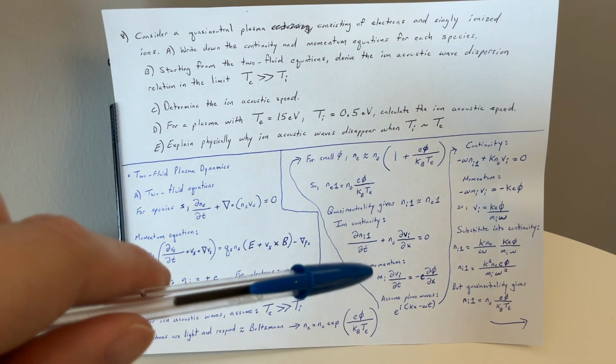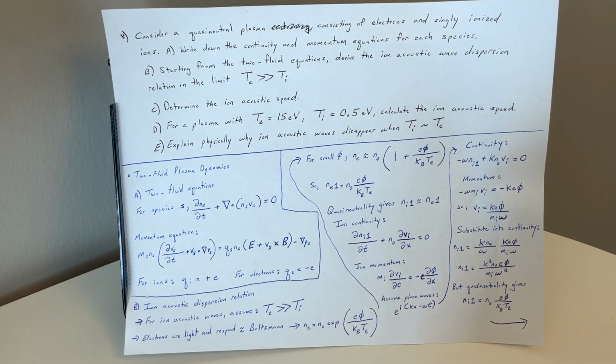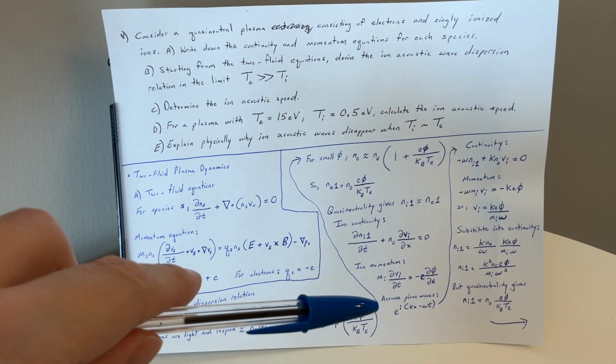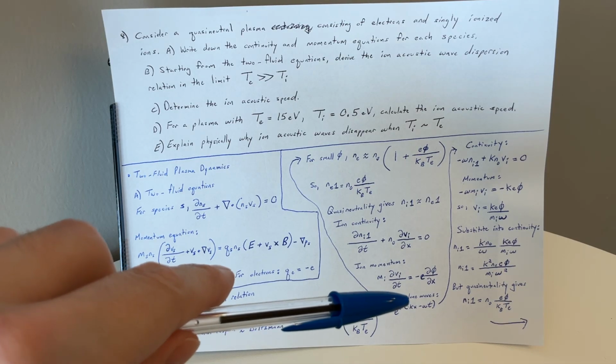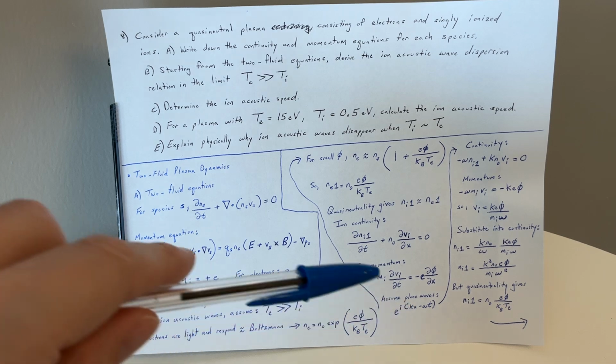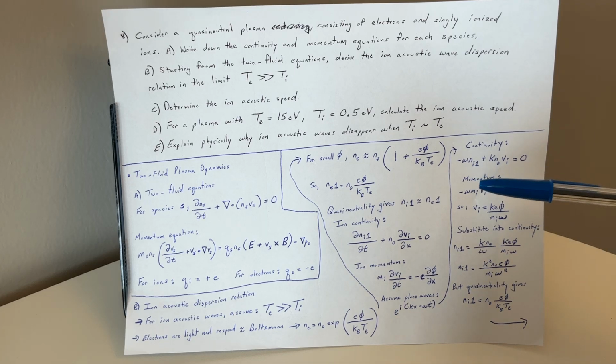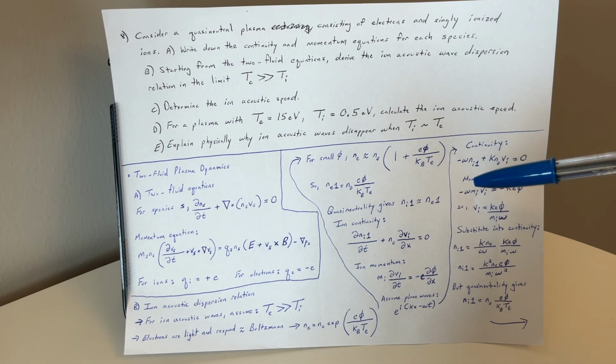In ion momentum, m_i times partial dv_i over dt equals negative e d phi over dx. Again, we're going to assume plane waves, e to the i(kx minus omega t). So for our continuity, negative omega n_i1 plus k n_0 v_i equals 0. That was the continuity. Now we go to momentum.